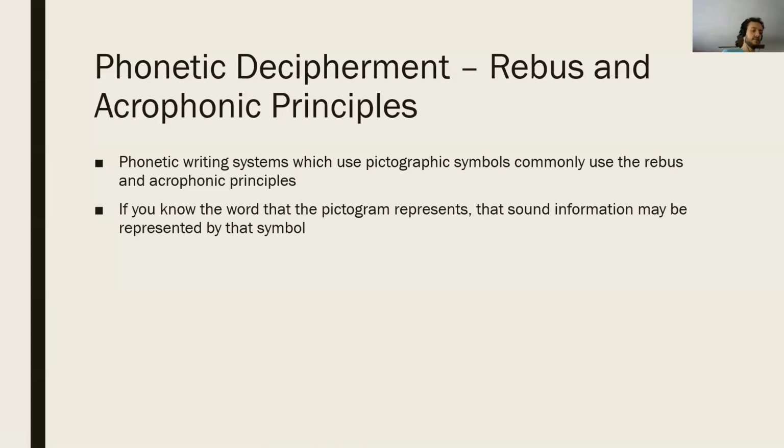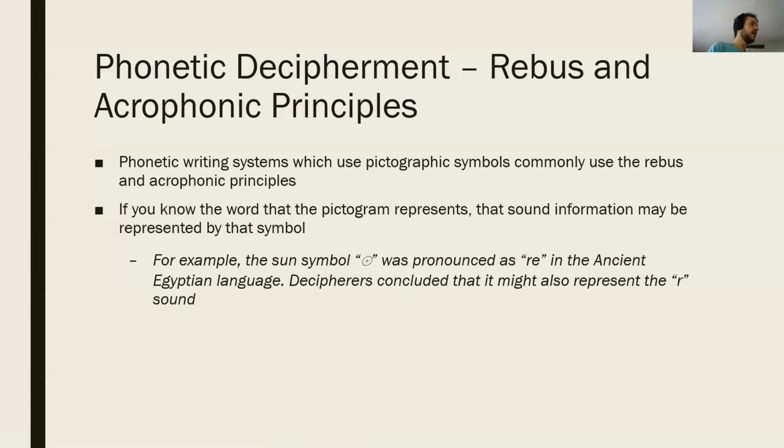And similarly for the Rebus principle, maybe the name of that symbol is being used in another context. So an example of where this happened from our decipherments is where we looked at the sun symbol. This was an observation made by Champollion, that the sun symbol, which in the Coptic language is pronounced re, might be used for an R sound. So using the acrophonic principle helped him come to that conclusion.